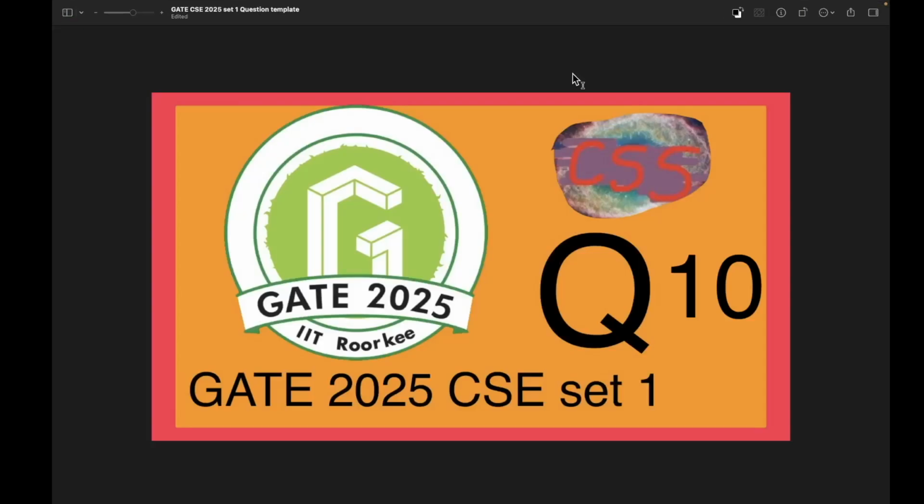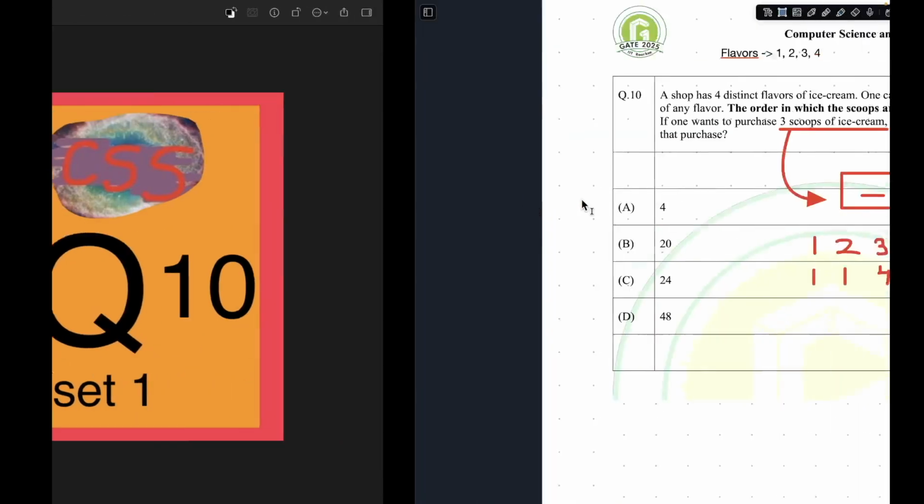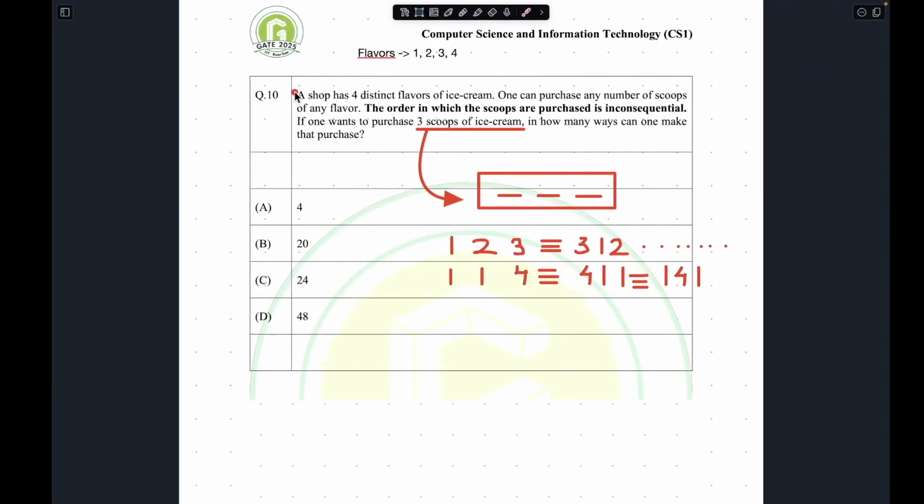Okay, good morning students. Today we're going to solve question 10 from GATE CSE 2025 set 1. The question states that a shop has 4 distinct flavors of ice creams, right? There are 4 distinct flavors of ice creams. Let's denote those different flavors by these numbers 1, 2, 3, 4. It is going to keep the question systematic so that we can solve it more easily, right?